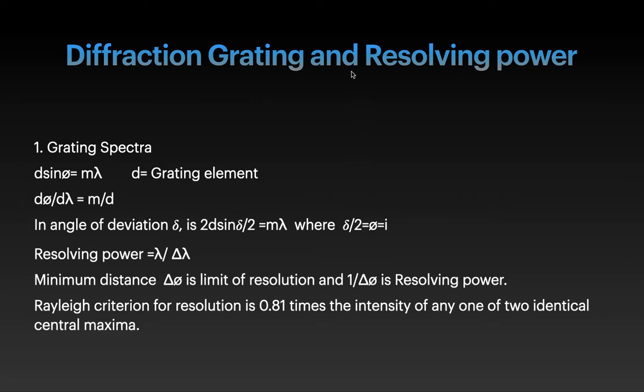In diffraction, grating and resolving power in wave grating are important. Grating spectra d sin phi is m lambda, d is the grating element, d phi by d lambda is m by d. In the angle of deviation, delta, 2d sin delta by 2 is m lambda, where delta by 2 is phi. In resolving power, lambda upon delta lambda, minimum distance del phi is the limit of resolution and 1 upon del phi is resolving power.